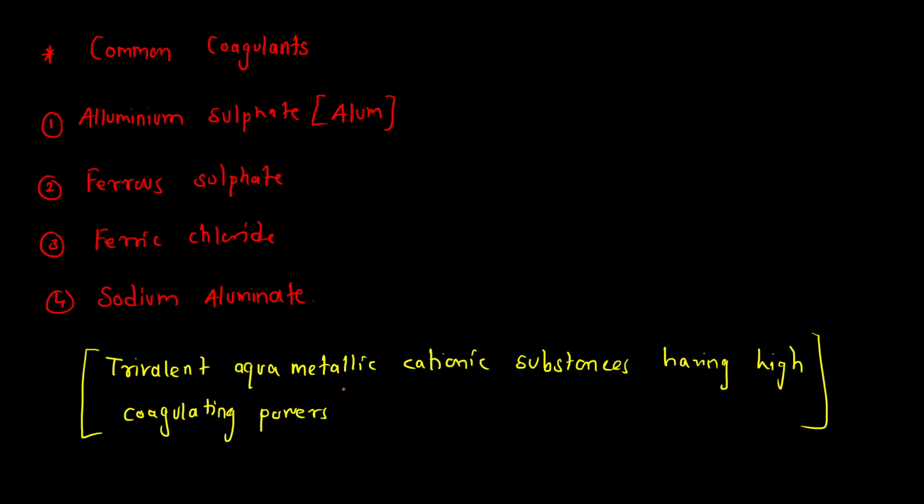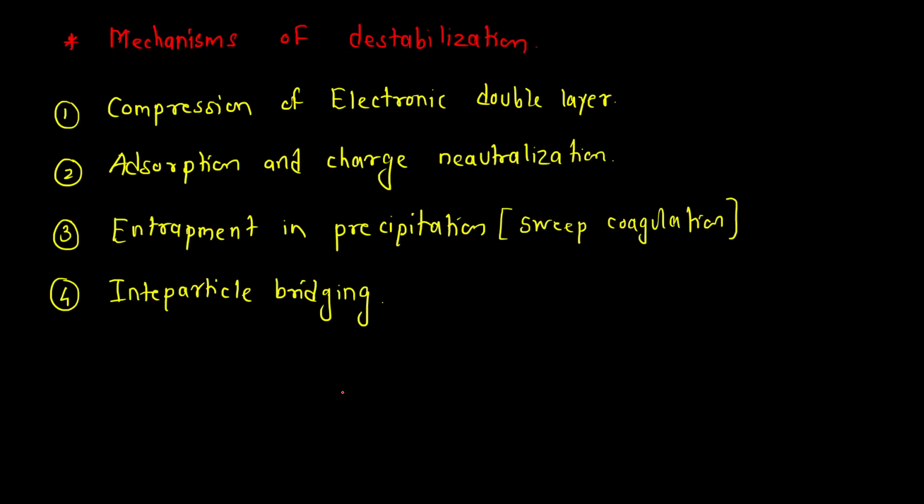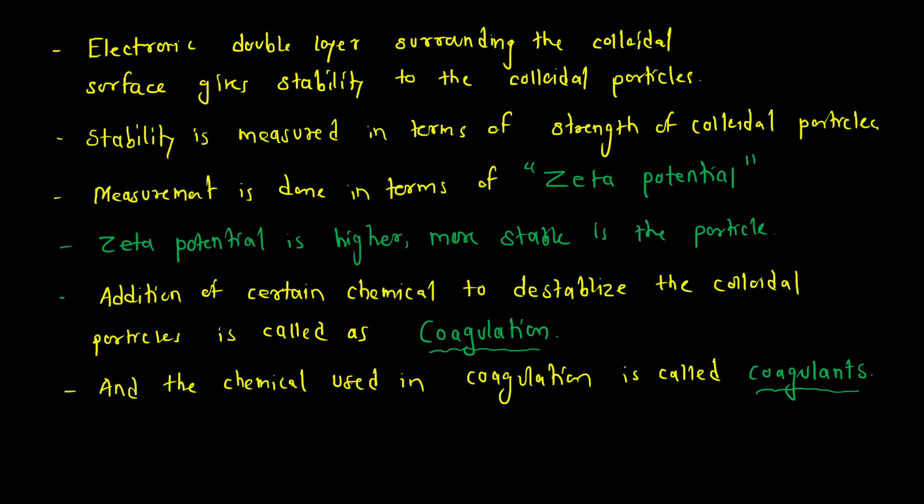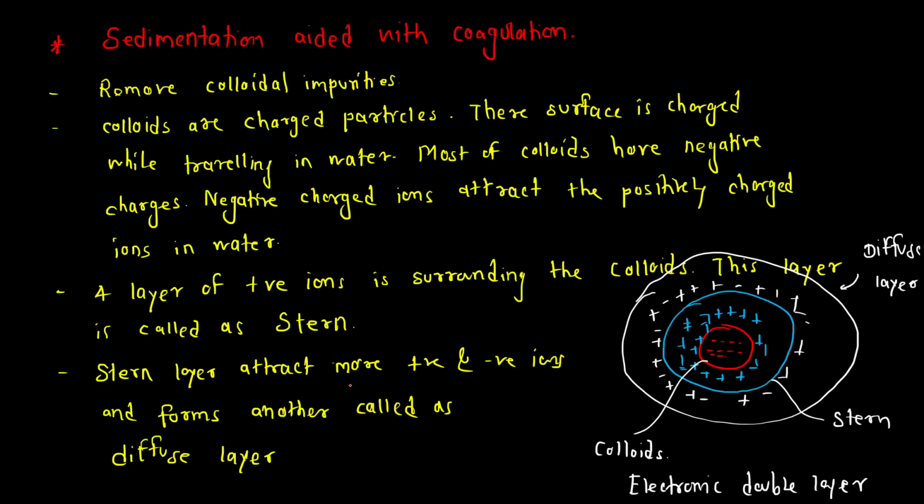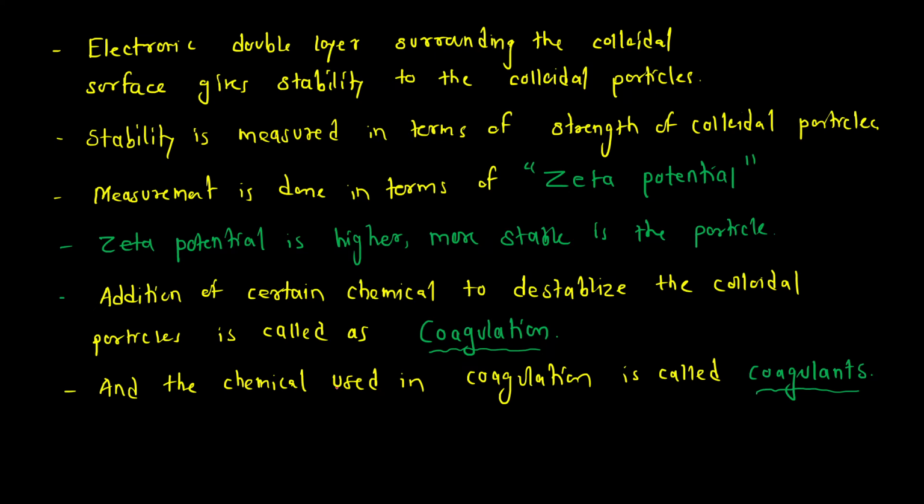Okay, so in this video, we are going to start from the common coagulants that are generally used in the water treatment plant. So once again, we'll quickly revise what we have seen. For the removal of colloidal impurities, we have to go for sedimentation aided with coagulation. Now these colloidal impurities have charges on them. So to remove those charges, we have to add one chemical. That chemical is called coagulant, and this process is called coagulation.